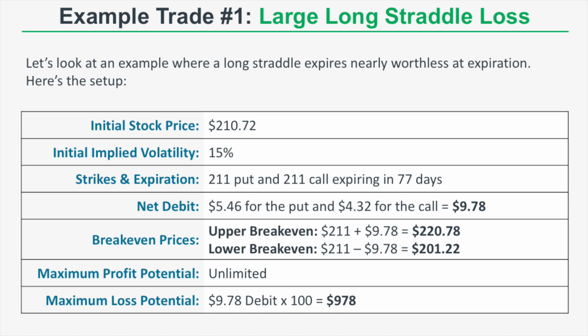So those break-even prices come from the straddle strike price plus the debit and the straddle strike price minus the debit. Now our maximum profit potential is theoretically unlimited, and the maximum loss potential is the debit paid, which is $9.78, times 100, which is $978 per straddle. So let's go ahead and see what happens to this position over time.